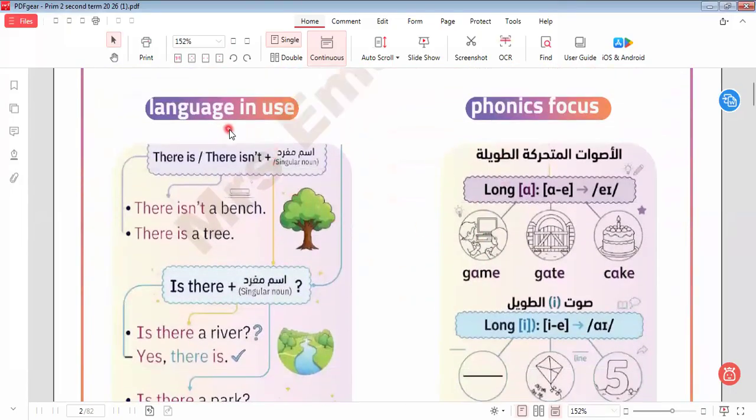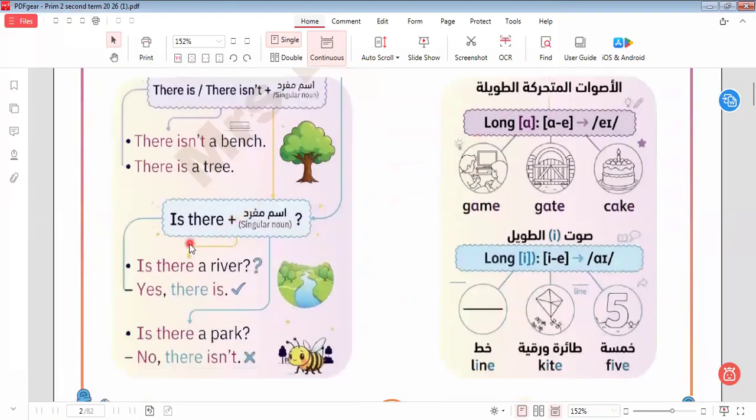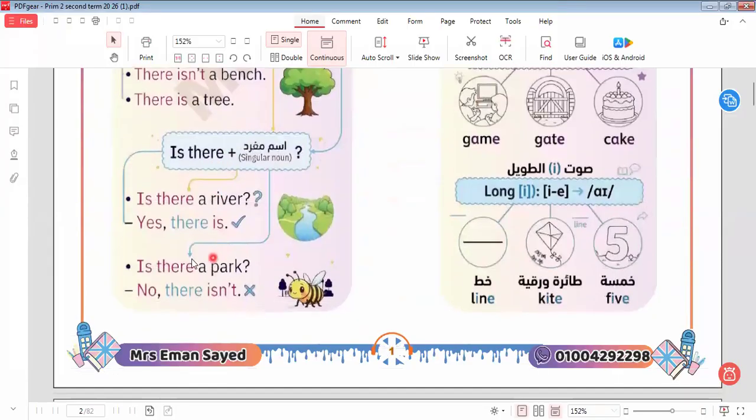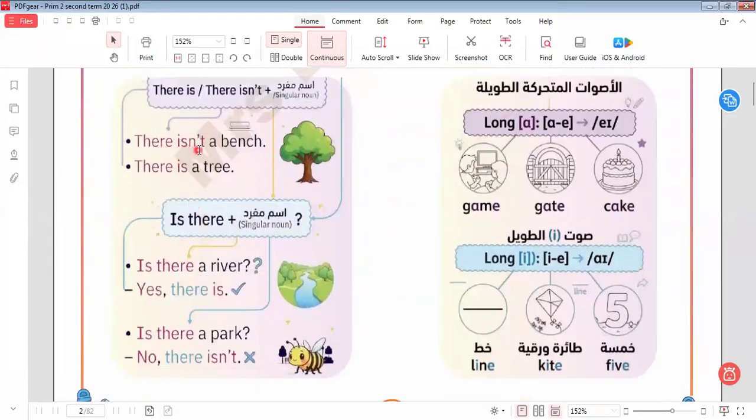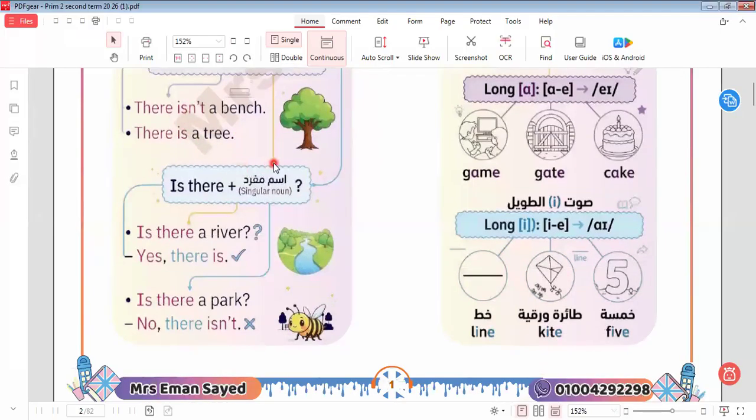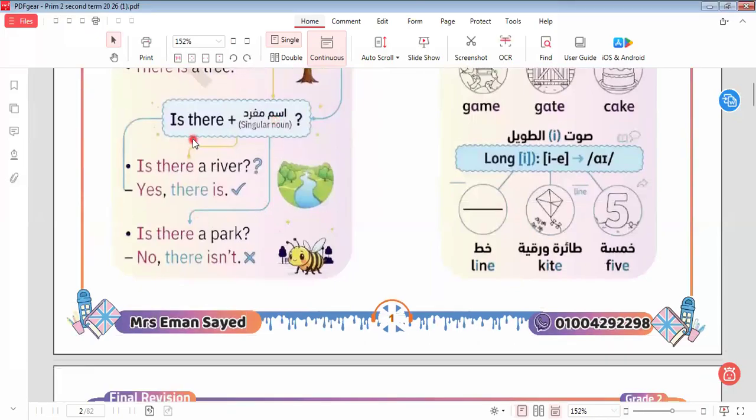So in this lesson we learn the grammar structure, which is there is and there isn't. There is is for the affirmative form and there isn't for the negative form. Here we say there isn't a bench, so here I am making a negative. There is a tree. So we have is and isn't. And when we talk about plural, we use there are or there aren't.